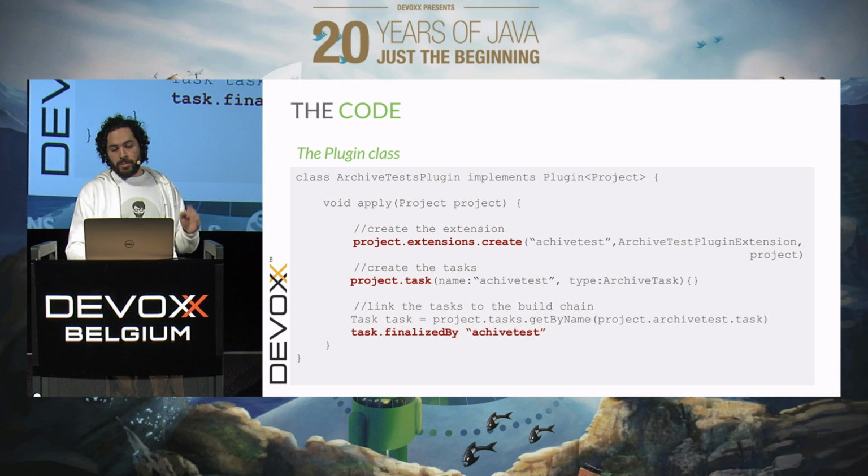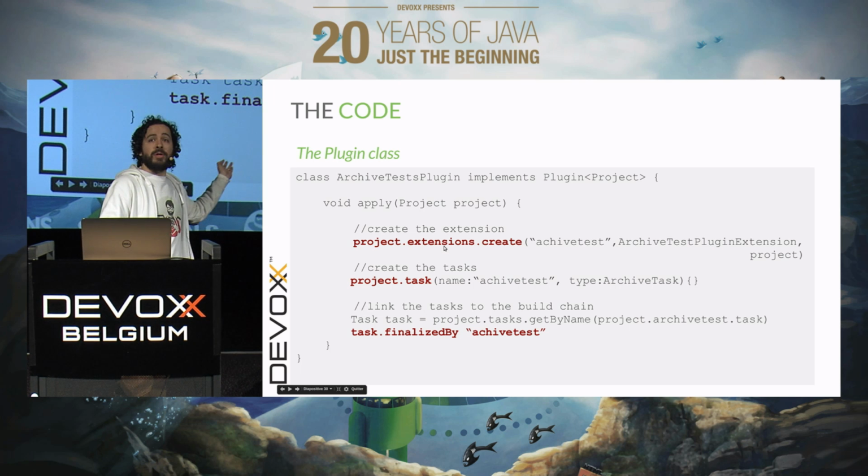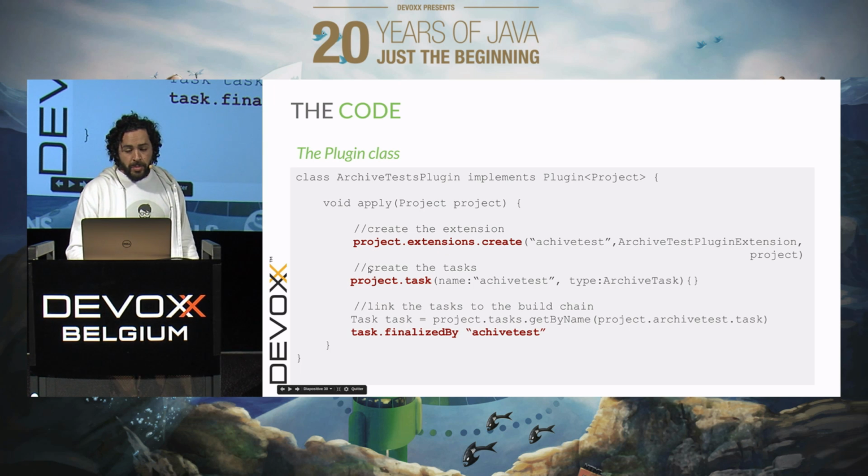So here it is. Using this API, project.extensions, we create an extension that is called archive tests. This is the type of the class that will be used as an extension, and we can also provide parameters like this. It will be added directly to the constructor of the extension class. So we create our first extension together.